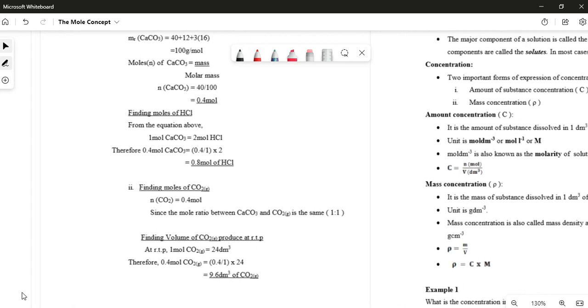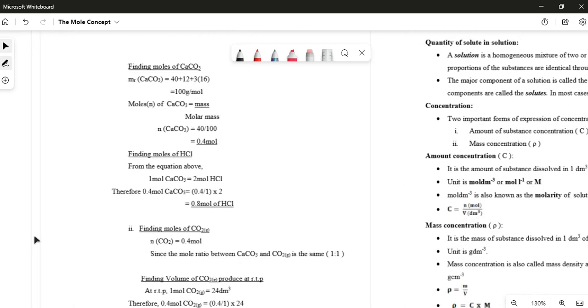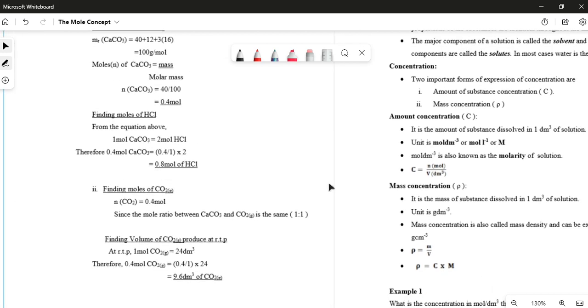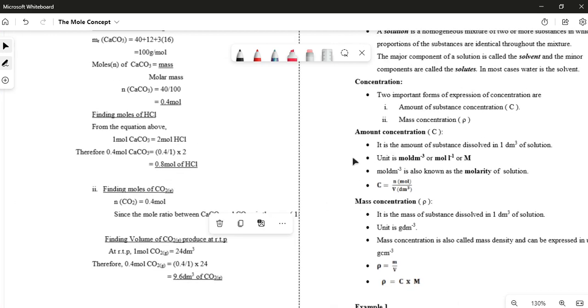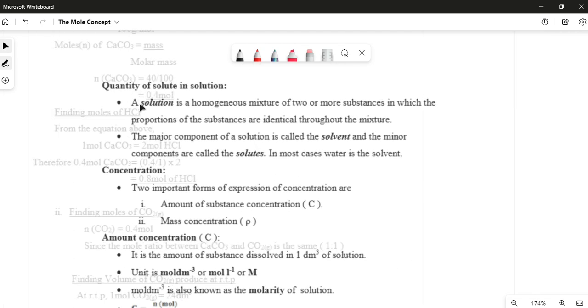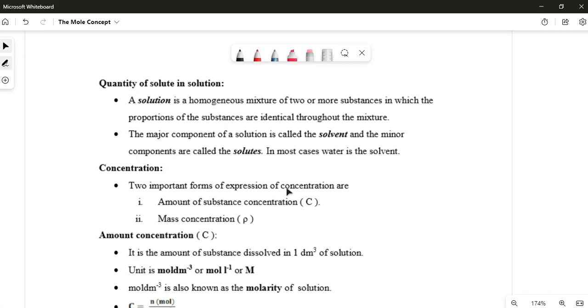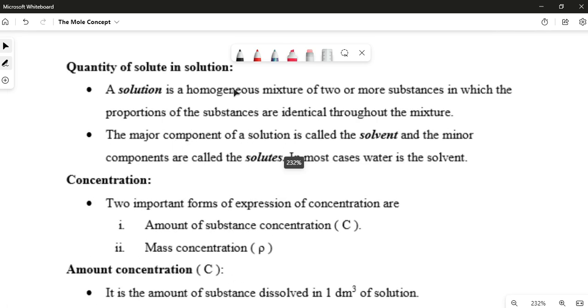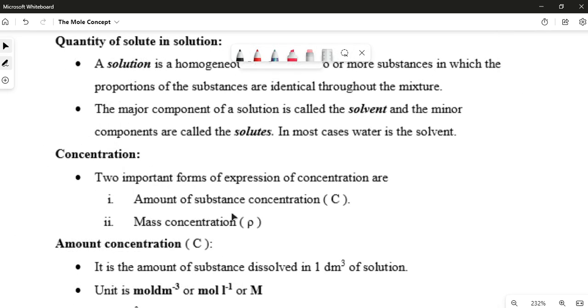Without wasting time, let's just finish this quickly. These are just questions and examples. This is the main thing here: quantity of a solute. A solution is homogeneous, and so on. You know this. You have come so far in chemistry by now, you're supposed to know this.